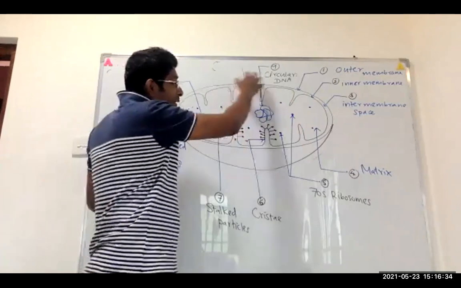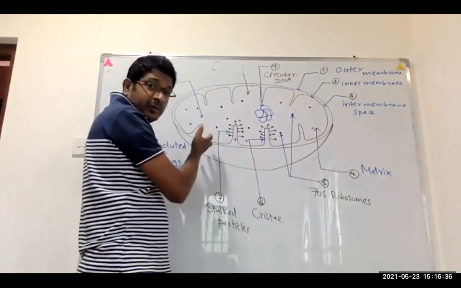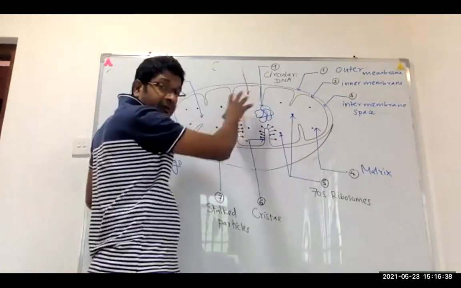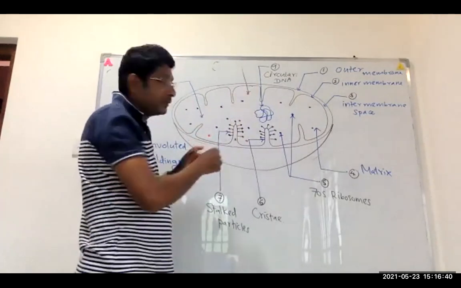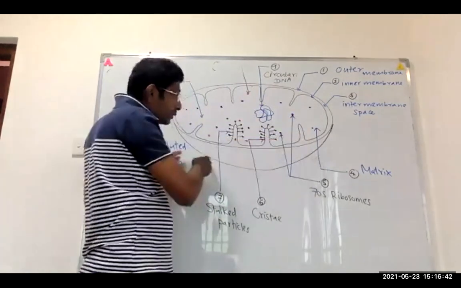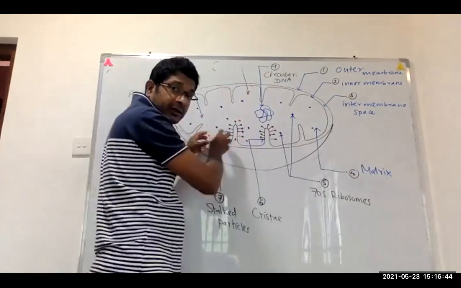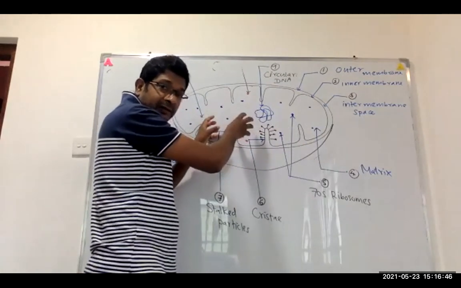First of all, the outer membrane is smooth. The inner membrane... they are double membranous organelles. Outer membrane is smooth. Inner membrane is rough and convoluted inside the matrix, likewise.